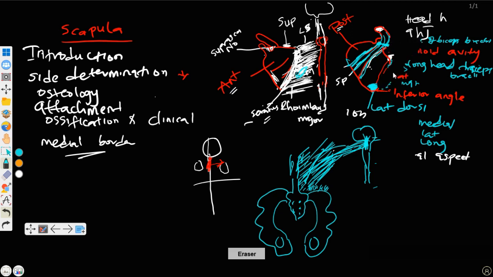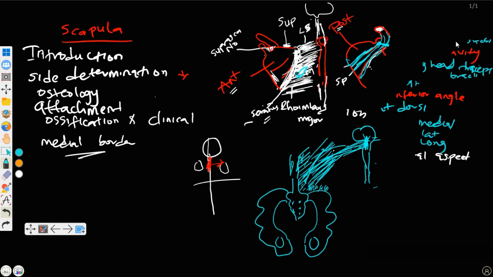So now let's talk about the muscles arising from the crest of the spine of the scapula. There are two important muscles arising from the crest of the spine of the scapula. One is called the trapezius, and the other one is called the deltoid muscle.